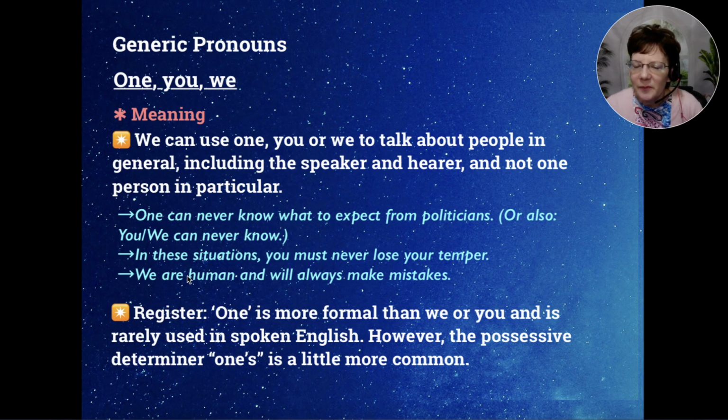And then this example, in these situations, you must never lose your temper. Or you can say one must never lose their temper. And then this one, we are human and will always make mistakes. And this is talking about people in general, speaking from a first person plural point of view. All right, register. Okay, the word one here is more formal than we or you and is rarely used in spoken English. However, the possessive determiner one's here is a little more common.